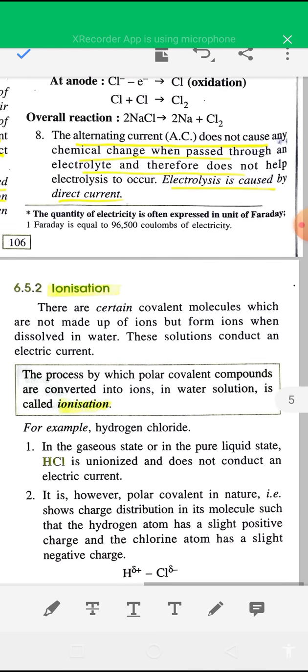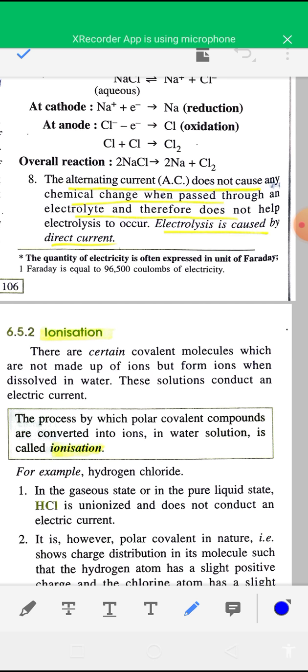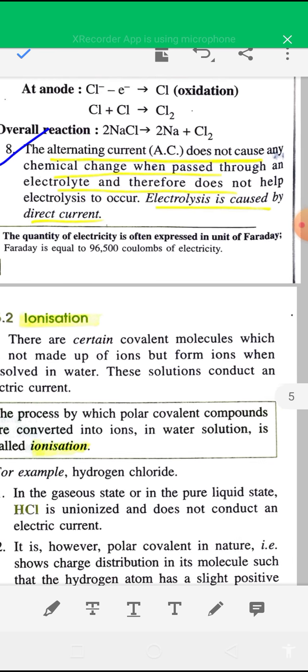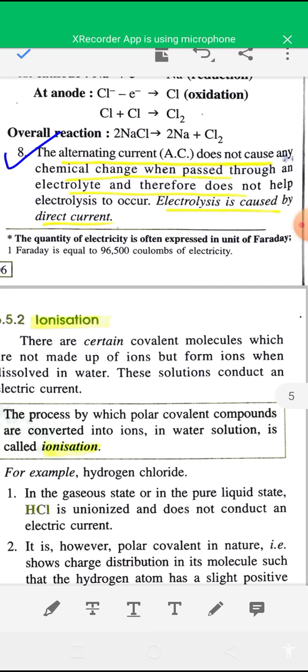One more important point: in electrolysis you have to use DC current, direct current. Alternating current does not cause any chemical change when passed through electrolytes, and therefore does not help electrolysis to occur. So for electrolysis you have to pass only direct current.